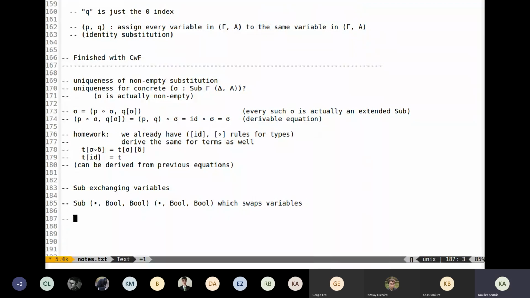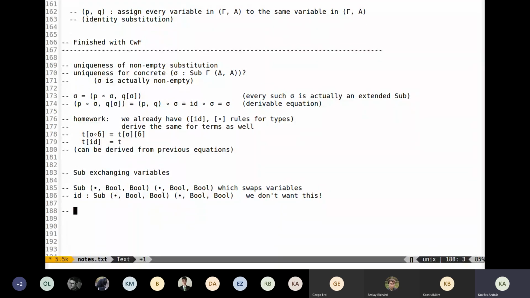We already have a substitution which goes from bool to bool. It's called the identity substitution. So we already have something which has this type, but it's not what we want, because the identity substitution does nothing, and we don't want doing nothing. We want a substitution which actually does something.